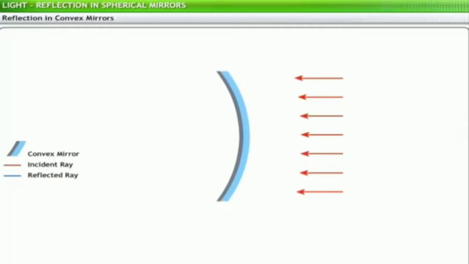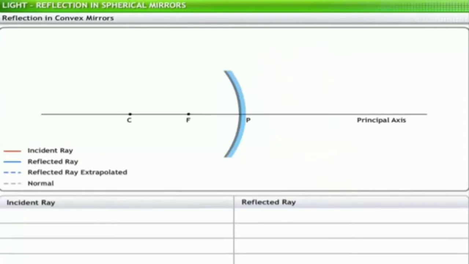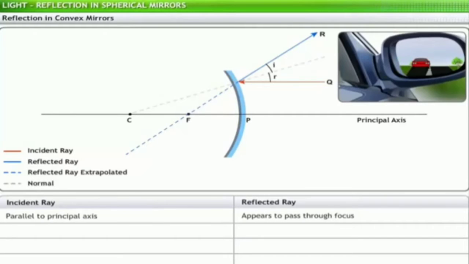The behavior of the light rays reflected from a convex mirror varies based on the angle of incidence on the mirror. Let's take a look at a few cases of reflection of a light ray from a convex mirror, taking the example of a rear-view mirror. In the first case, incident rays are parallel to the principal axis. In this situation, the reflected rays appear to pass through the focus. In a rear-view mirror, incident rays parallel to the principal axis enable the driver to see the car traveling exactly behind this car.